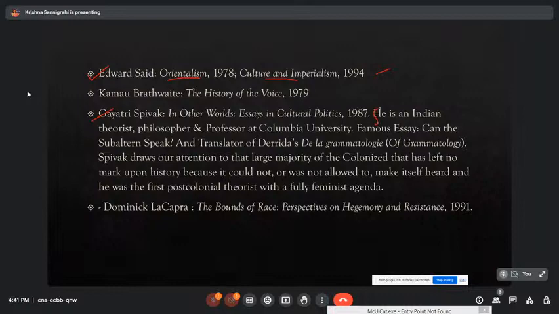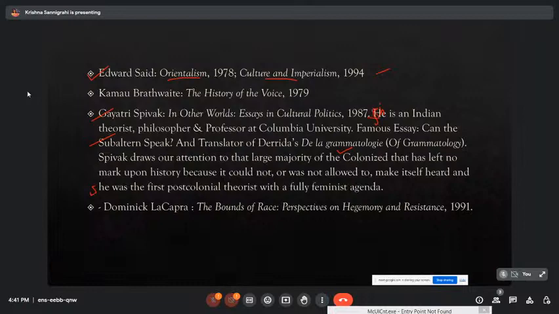She is an Indian theorist and philosopher, known for her essay, Can the Subaltern Speak? And her translation of Of Grammatology has been very important. Spivak draws our attention to that large majority of the colonized that has left no mark upon history because it could not or was not allowed to make itself heard, and she was the first post-colonial theorist with a fully feminist agenda.